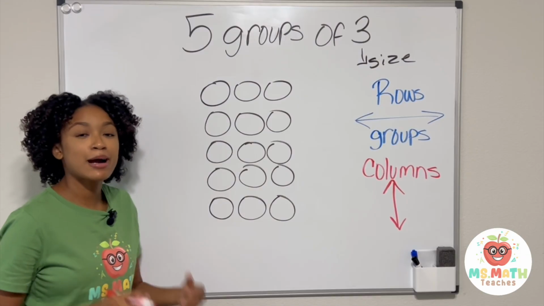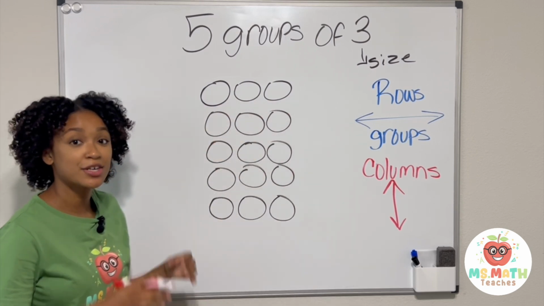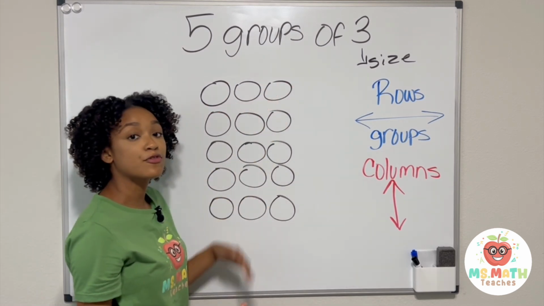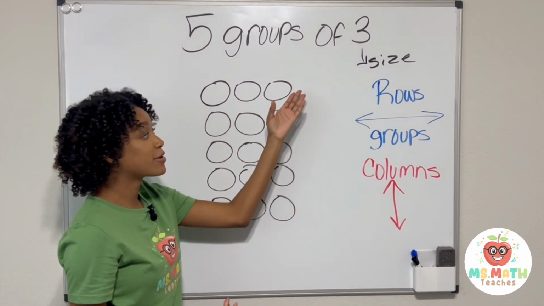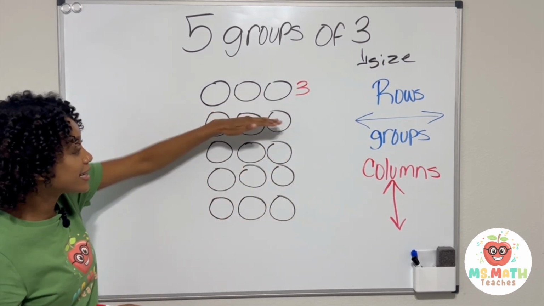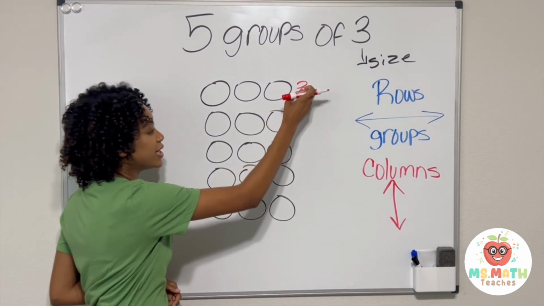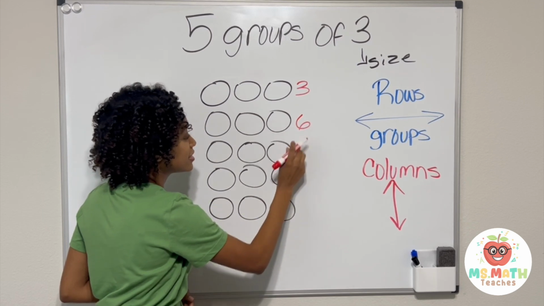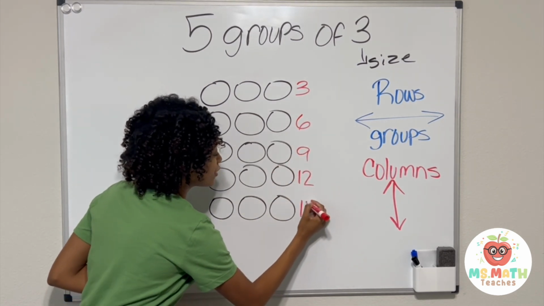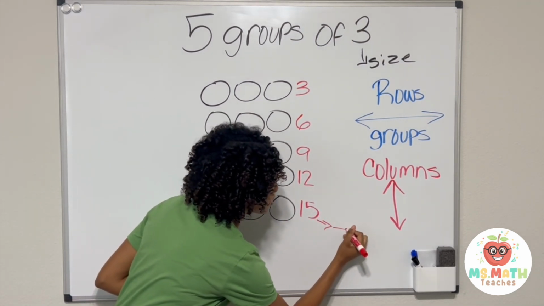Step 2, I'm going to skip count to help me find the total of this entire array. How do I do that? 1, 2, 3. I know the first group has 3, so I'm going to write a 3 on the side. Because each group has 3 inside, I can skip count like this. 3, 6, 9, 12, 15. Skip count going down, and I know that 15 is the total.